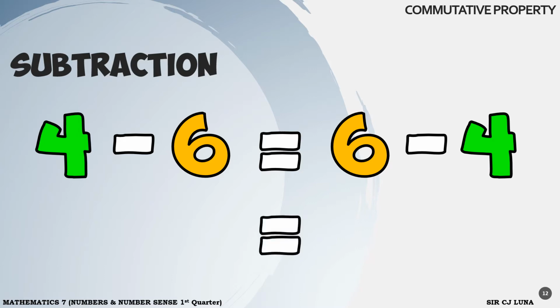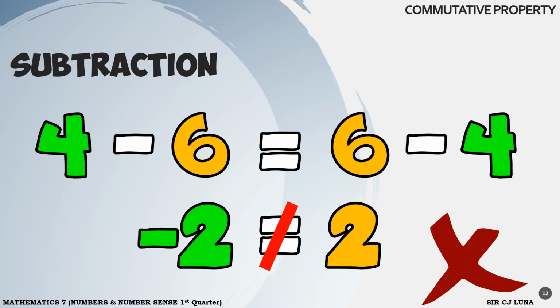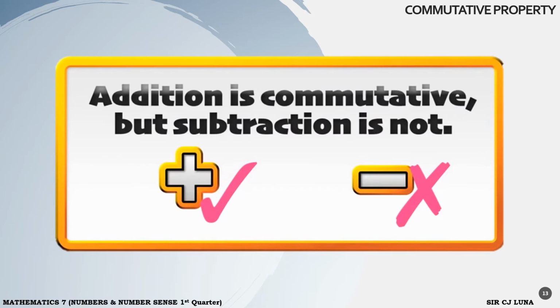That is equal to what? Okay, very good. Negative 2. How about 6 minus 4? Okay, you're right. It's positive 2. So ano masasabi nyo ngayon sa dalawang differences? Okay, they are not equal. Ibig sabihin, subtraction is not commutative. Clear po ba? Great. From there, we can say that addition is commutative, but subtraction is not.